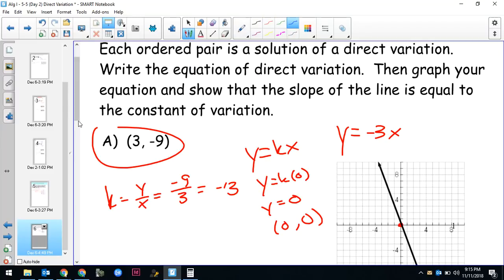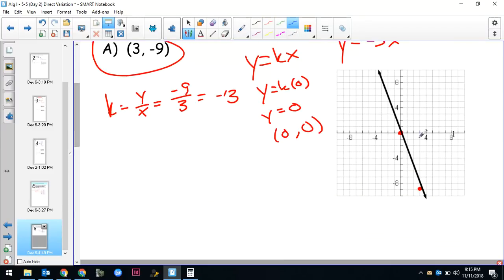So I'm just going to take another pen here, and I'm going to go into my graph and say, okay, is the slope really -3? Down 1, 2, 3, right 1. Down 3, right 1. Down 3, right 1. Yeah. So I'm showing here that I'm going down 3, right 1. I'm showing that the slope is the same as the constant of variation.